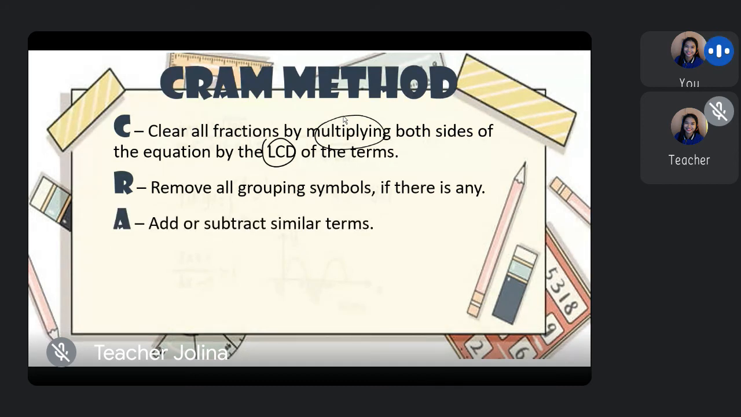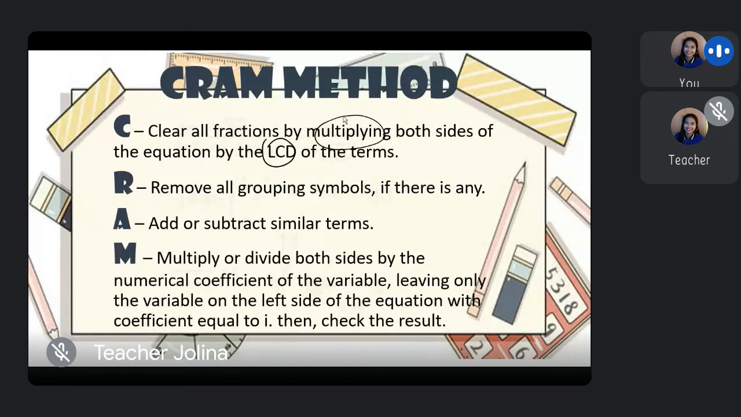So alam naman natin yung similar or like terms. Kung pareho sila ng literal coefficient, pwede po silang i-combine. Pero kung magkaiba sila ng literal coefficient or ng variable, hindi po natin sila pwedeng i-add or i-subtract. And then for the last letter M, multiply or divide both sides by the numerical coefficient of the variable, leaving only the variable on the left side of the equation with coefficient equal to 1, then check the result.